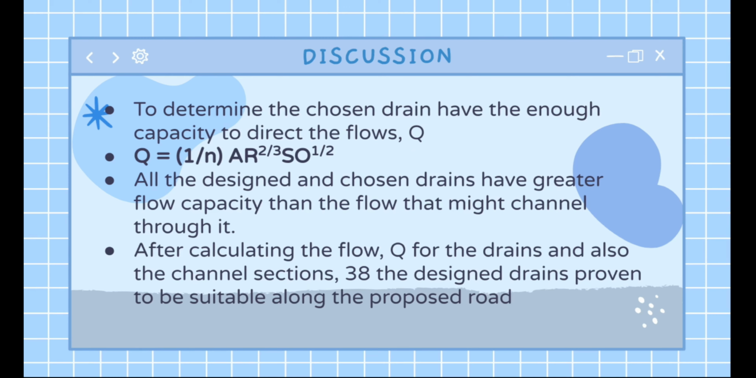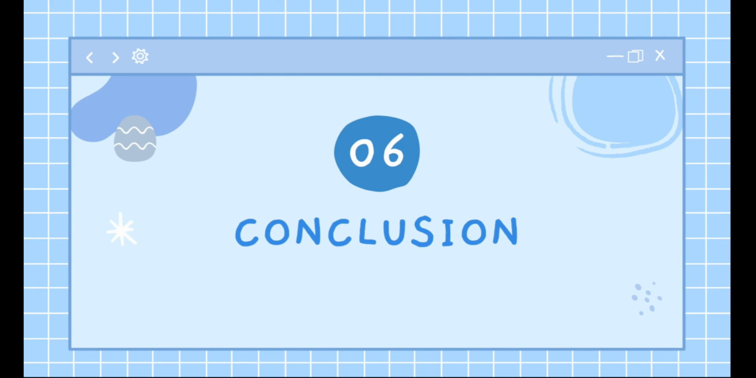Q equals 1/n A R^(2/3) S^(1/2). All the designed and chosen drains have greater flow capacity than the flow that might pass through them. After calculating the flow for the drain and also channel section 38, the designed drain is proven to be suitable along the proposed road. Conclusion.